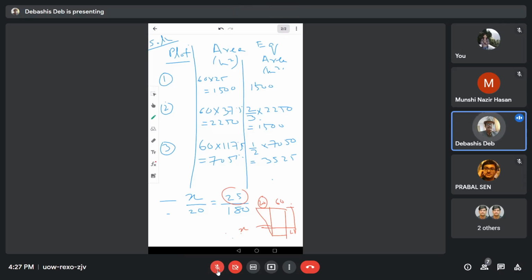x by 20 equal to 25 by 180. Then x is coming. What is x? 2.77 meter, okay. If x is this, similarly I delete this and calculate y.